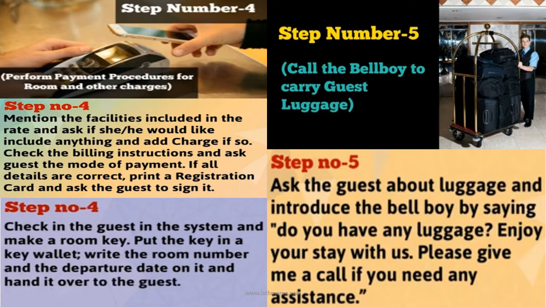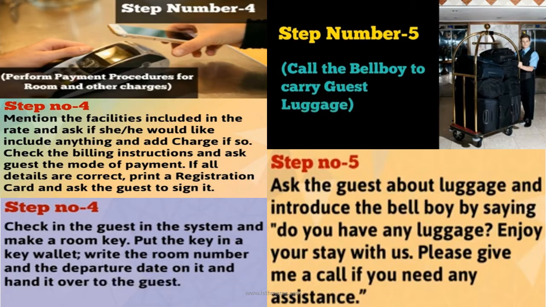Step number four, perform payment procedures for room and other charges. Mention the facilities included in the rate and ask if he or she would like to include anything and add a charge if so. Check the billing instruction and ask the guest the mode of payment. If all details are correct, print a registration card and ask the guest to sign it.